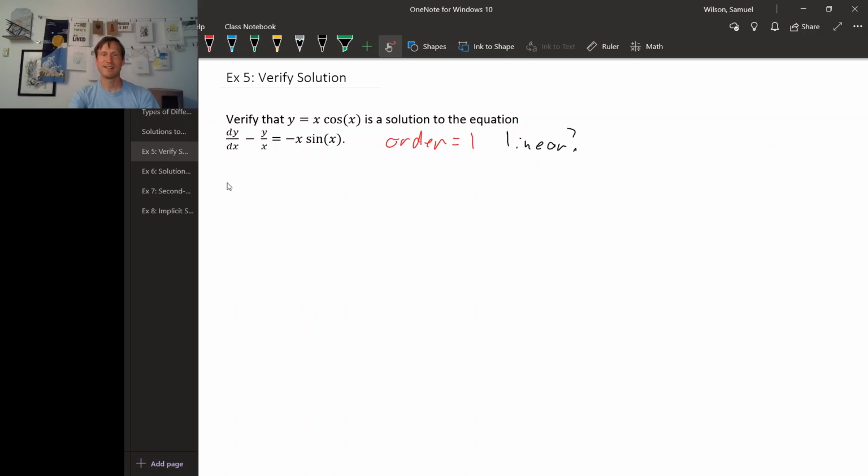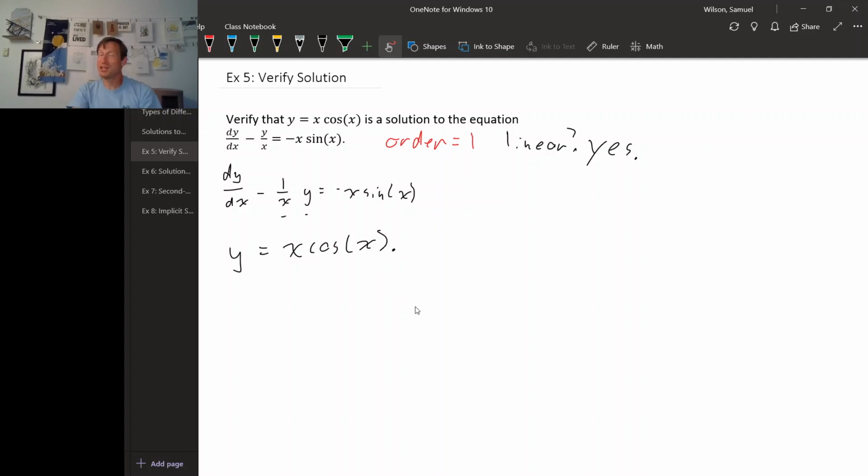Let's see, it's got a first derivative of y, minus, we could write it like this, 1 over x times y equals minus x sine x. So we have derivatives of y multiplied by functions of x all added up. And so yes, it's linear. Okay, so we have what is supposedly a solution, y equals x cosine x. And we need to verify that this is a solution.